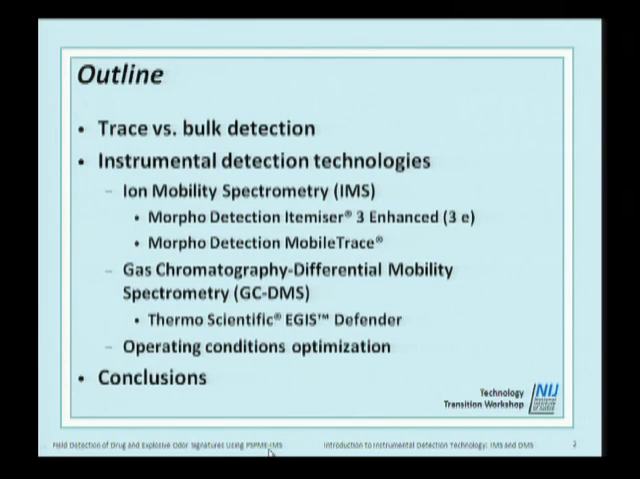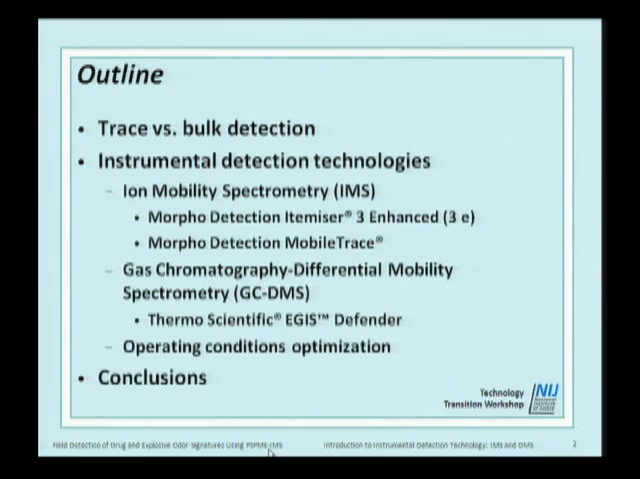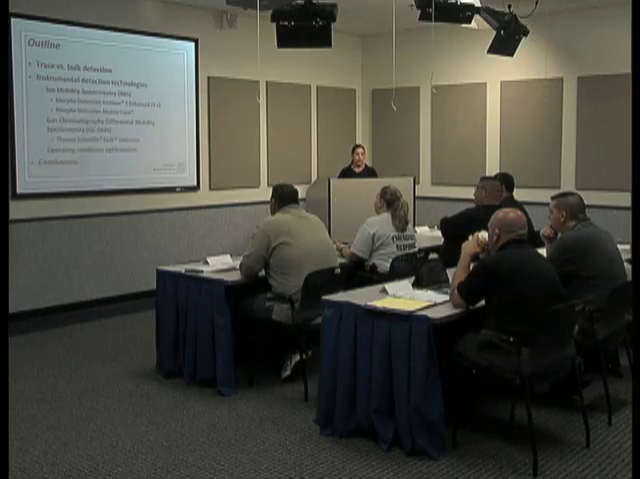So during this workshop, we'll have use of three different instruments. The first two are ion mobility spectrometry detectors, and these are the Itemiser 3 Enhanced and the MobileTrace, which is actually a handheld IMS that you can take out into the field. For the gas chromatography DMS, we'll be using Thermo Scientific's Aegis Defender. And I will describe a little bit about each instrument so you'll have an idea prior to getting into the lab and working with them.